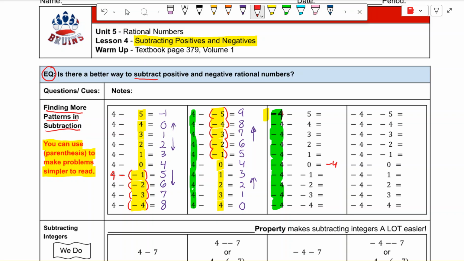Okay, what else can we find here? We know that we have patterns happening here. This is 0, this is a 1, 2, 3, 4, 5. And we know this is -1, -2, -3, -4. So let's find out which way we're going to be going.